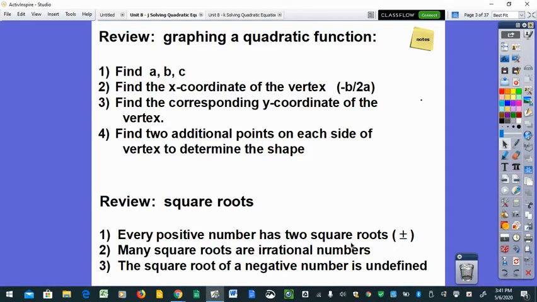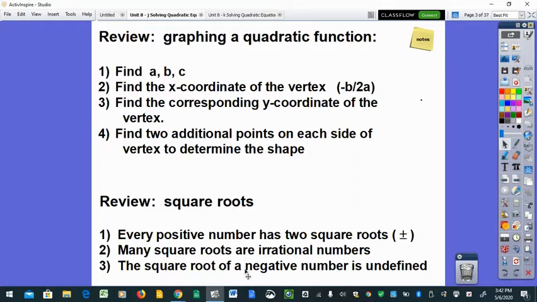Remember that every positive number actually has two square roots, a positive and a negative, the positive called the principal root. Many square roots are not nice numbers. They don't come out to 2. They're irrational numbers. If you remember pi stretching across the classroom, an irrational number is a number that will go on in that decimal form, never repeat, never end.